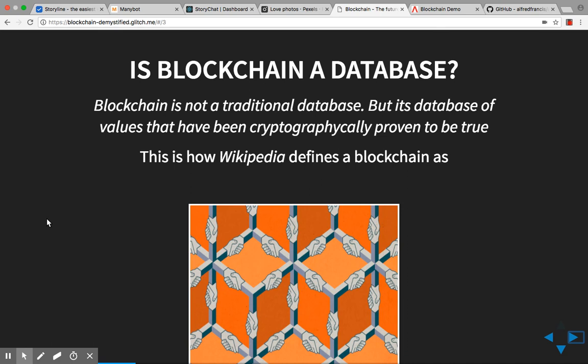Now, you ask me, the term cryptographically comes from cryptography, which is a subset of mathematics. A good book to get to know about cryptography is Simon Singh's Code Book, which is an excellent book. It will give you a great idea of how cryptography works in real life.